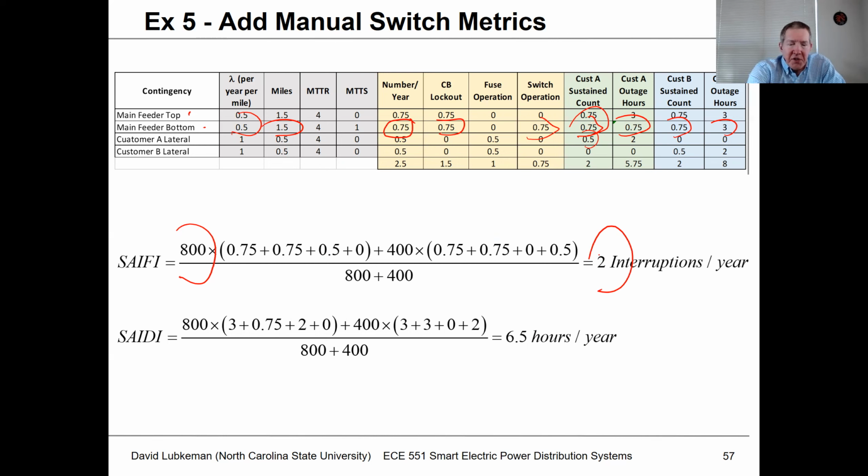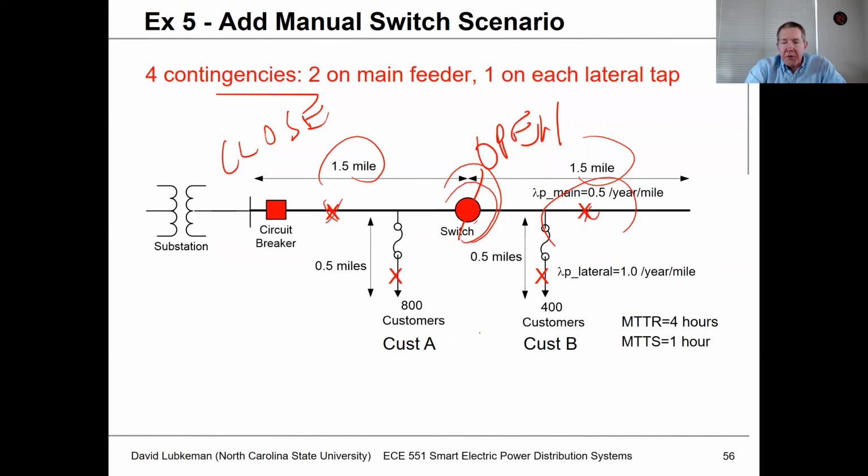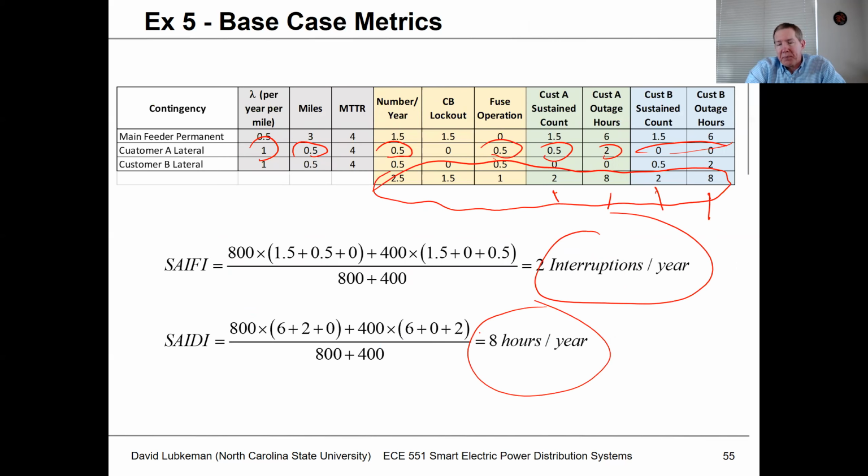But what's going to change in this case is that, because we have the isolation switch, we don't have customers at a point wait for that second segment to get fixed. We simply do a switching operation, and instead of this being 3 hours, they're back in 0.75 hours. So this drops the SAIDI value down to 6.5. What we've done is, if you look at the base case, SAIFI 2, SAIDI 8.